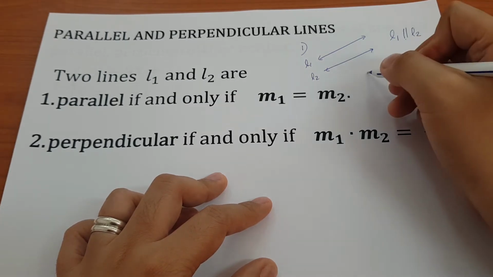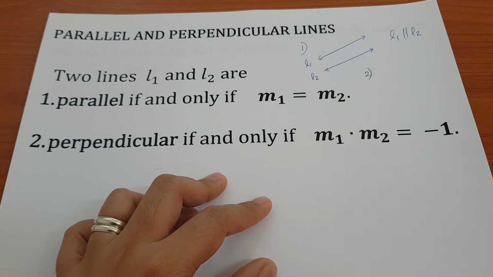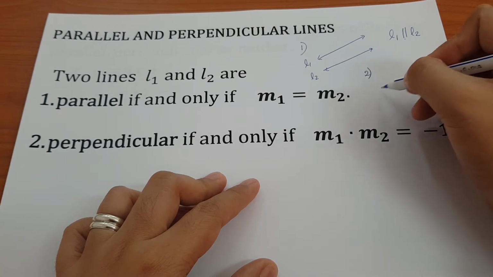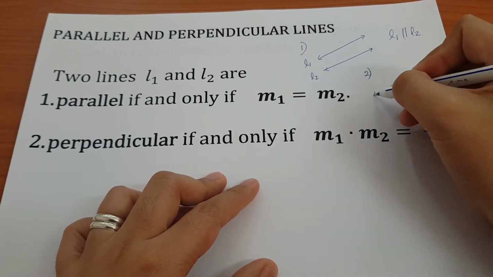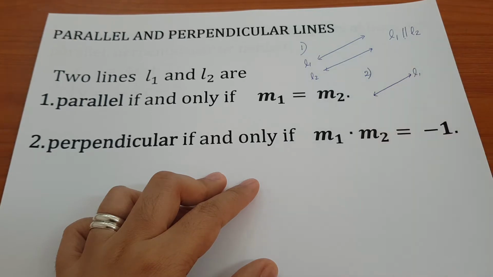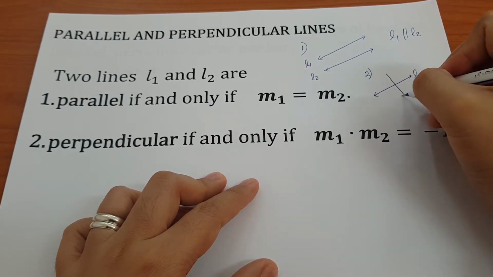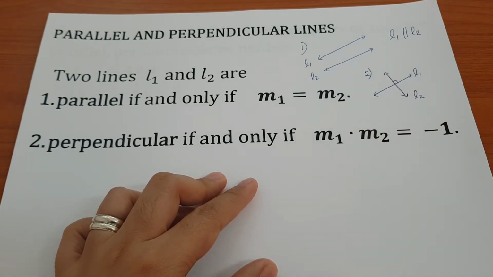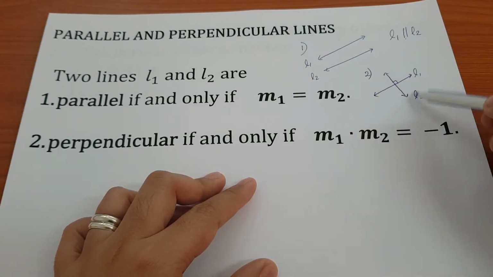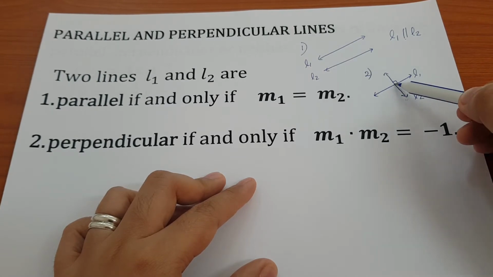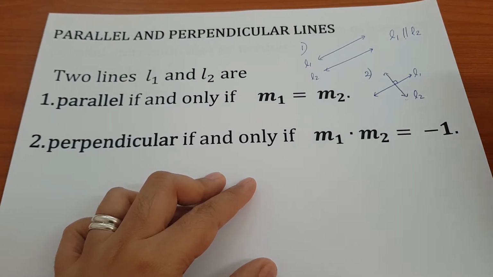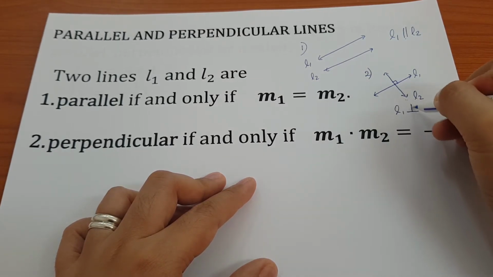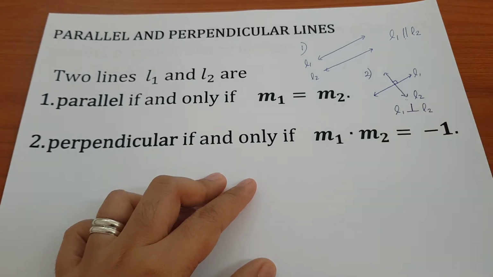Now, the second one, what is the geometric interpretation of perpendicular lines? If this is your line 1, and then you intersect a line 2 forming a right angle or 90 degrees. So two lines are perpendicular if they intersect at one point forming 90 degrees. So line 1, this is the notation, perpendicular to line 2.